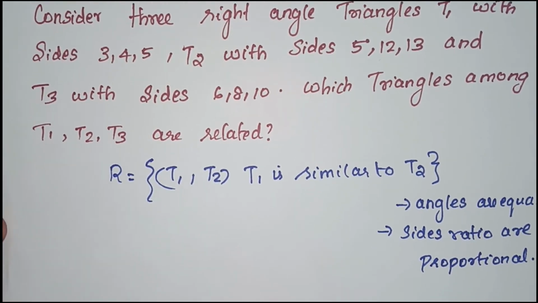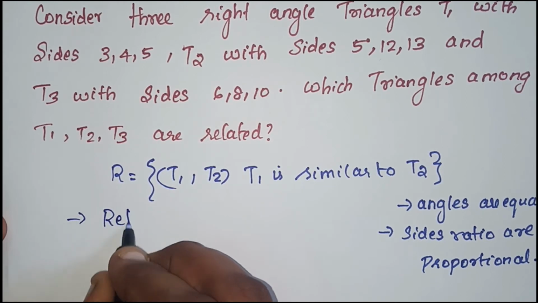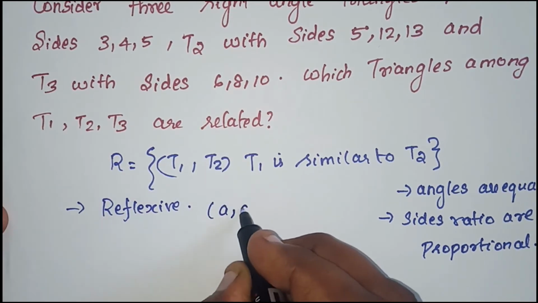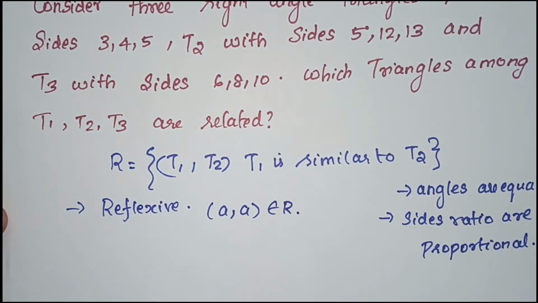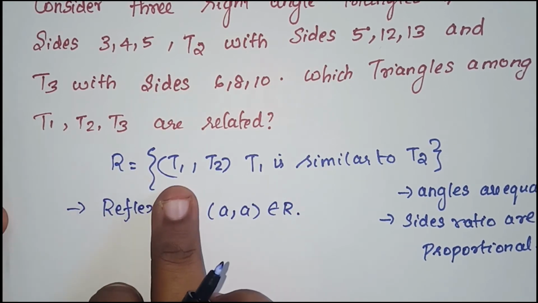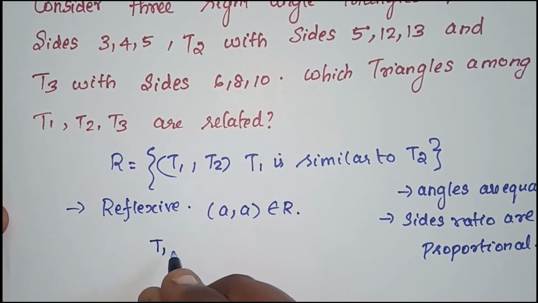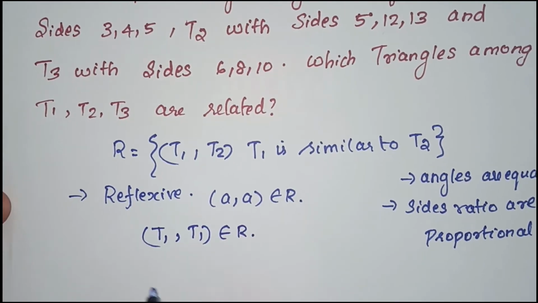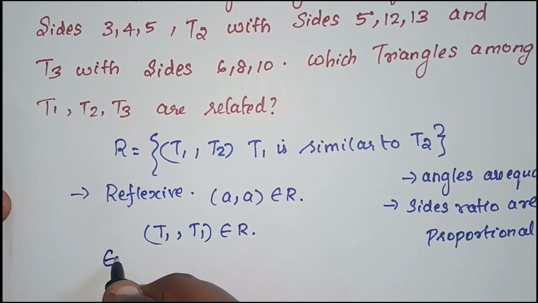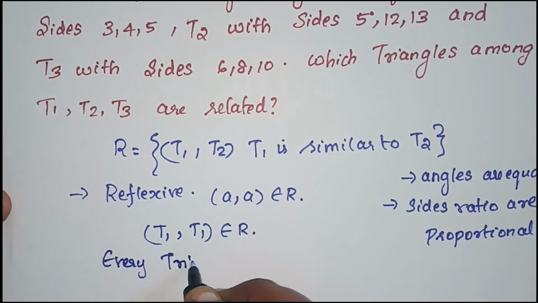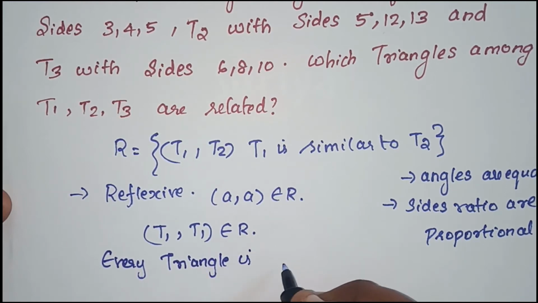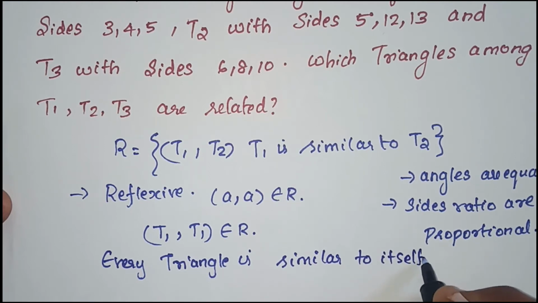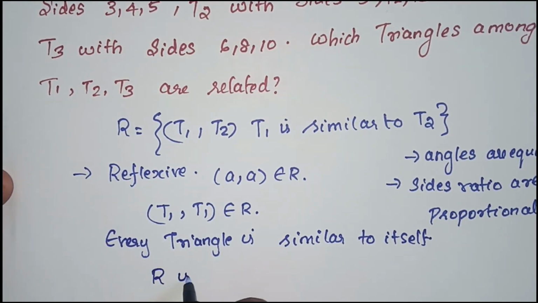So first we need to check the reflexive property. Reflexive means (A, A) belongs to R. So in this you have to take a triangle, right? So (T1, T1) belongs to R. So every triangle is similar to itself, right? So the relation is reflexive.